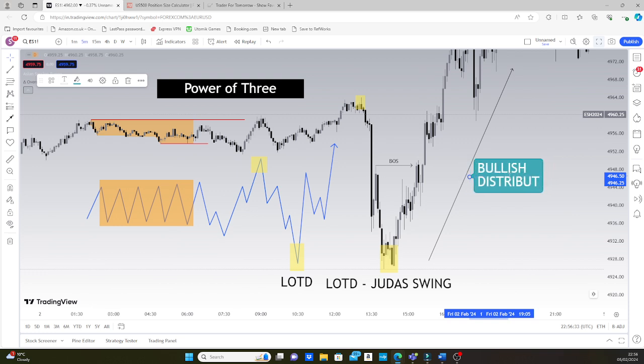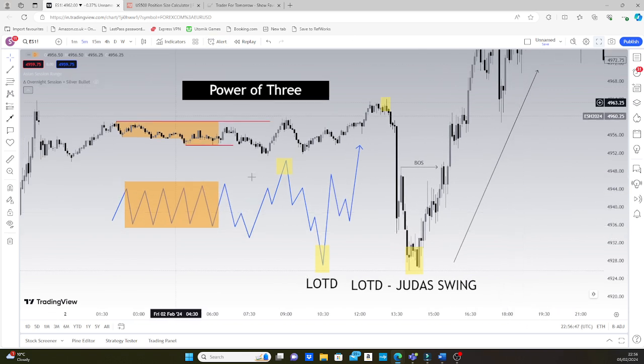And this is essentially the power of three, right? Distribution, right? So this is the bullish distribution. This is essentially how markets work, right? This is essentially how markets work using the power of three.